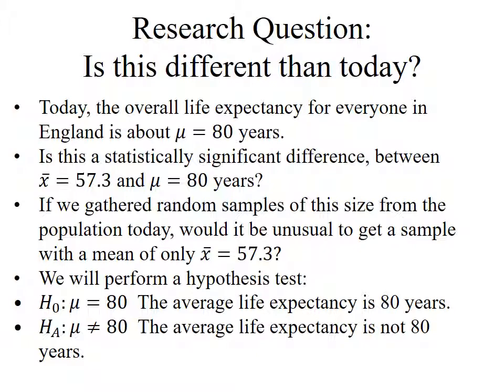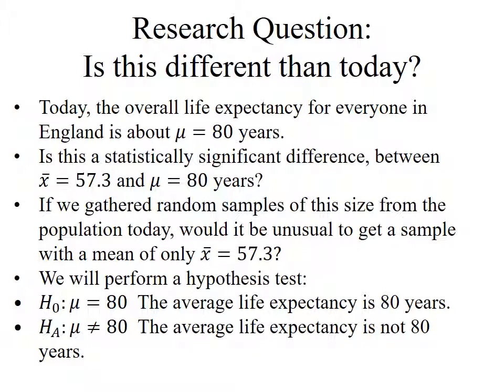I did a quick Google search, found out that today the average lifespan for everybody in England is about an average population lifespan of 80 years. Now that includes everybody, whereas the study excluded people younger than 21, but let's compare that. So we're going to say, is there a statistically significant difference between this sample mean of 57.3 years and a population mean of 80 years?